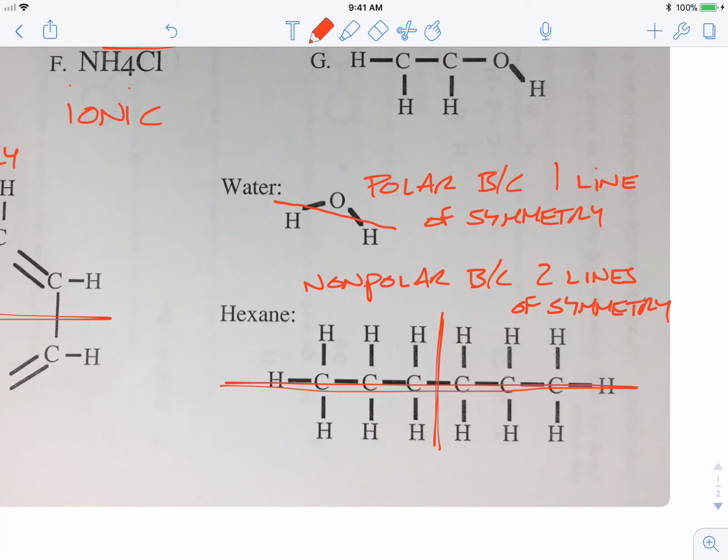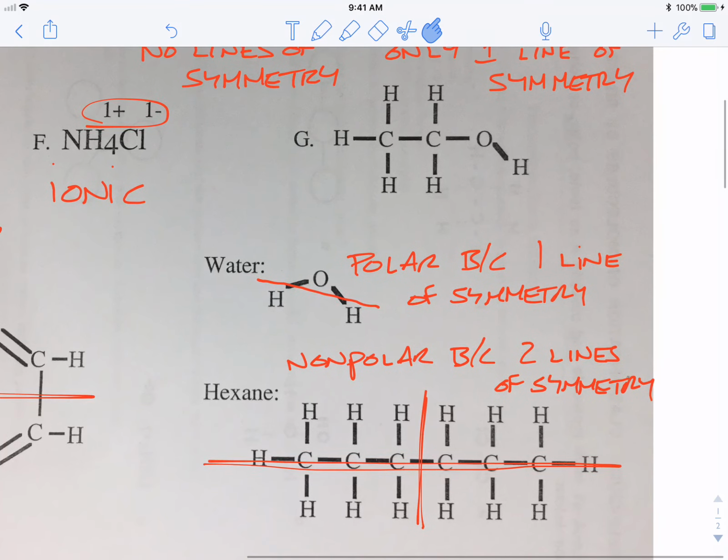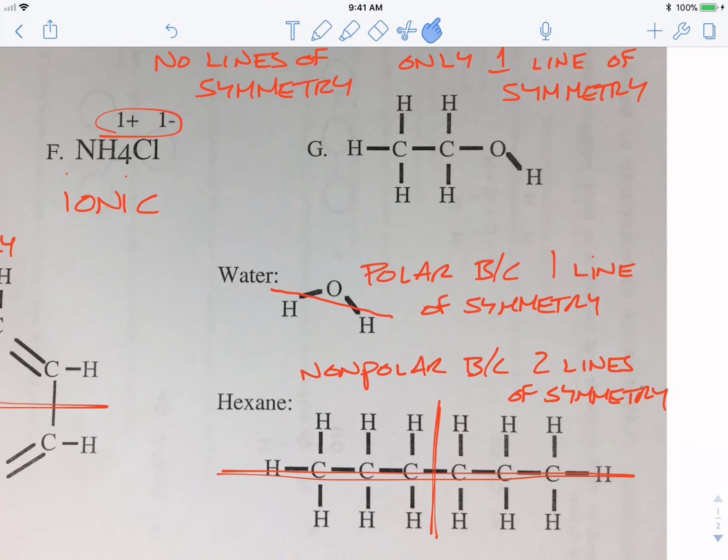Okay. And finally, let's come back to ethanol, letter G. For ethanol, if we try to do our lines of symmetry, we're going to see ethanol doesn't have any lines of symmetry. If I try to draw a line of symmetry vertically, the left side does not look like the right, so therefore I would determine that it's polar.